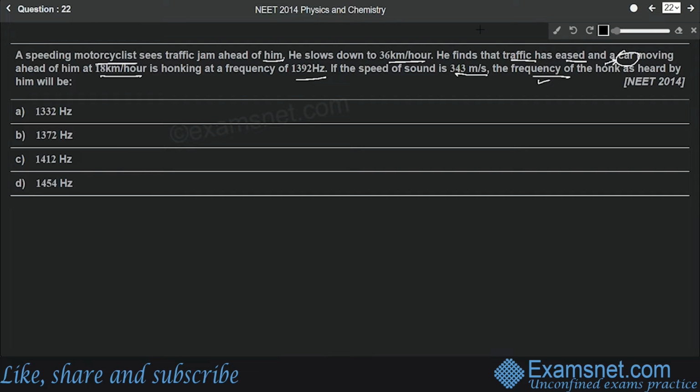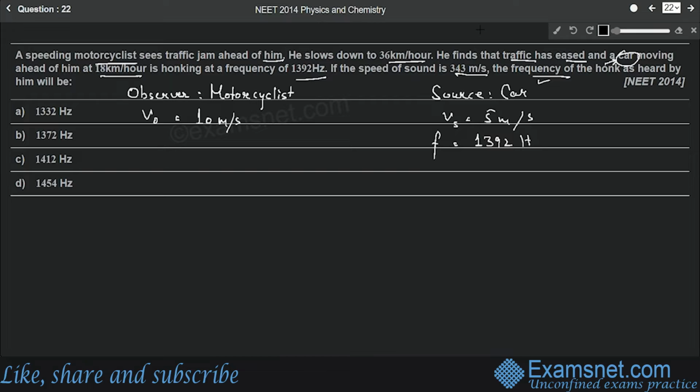That means car is the source here. Okay, so here the observer is the motorcyclist. Observer is motorcyclist, whereas source is car. Now the speed of the observer is given as 36 km per hour, that means 10 meter per second, whereas the speed of the source is given as 18 km per hour, that is 5 meter per second. Okay, frequency of the source is 1392 Hz. We have to find the frequency that is heard by the observer.